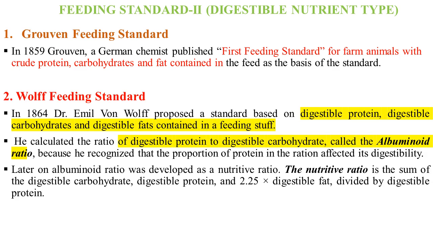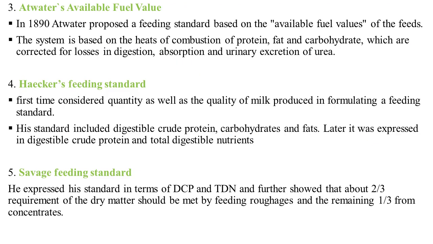He calculated the ratio of digestible protein to digestible carbohydrate, called the albuminoid ratio, because he recognized that the proportion of protein in the ration affected its digestibility. Later on, the albuminoid ratio was developed as the nutritive ratio. The nutritive ratio is the sum of the digestible carbohydrate, digestible protein, and 2.25 times digestible fat, divided by digestible protein.